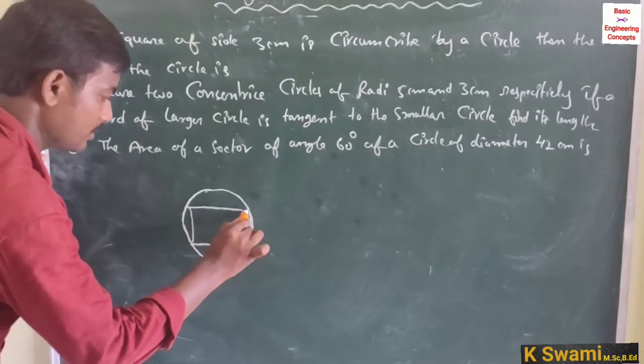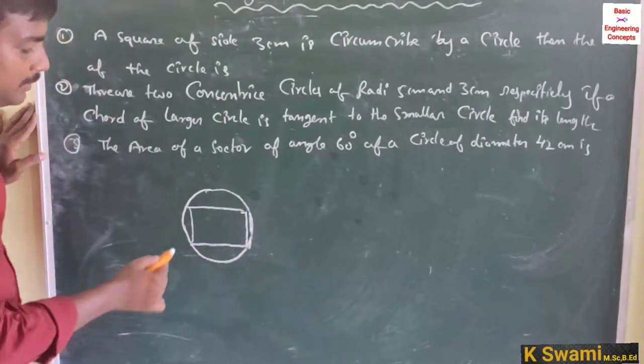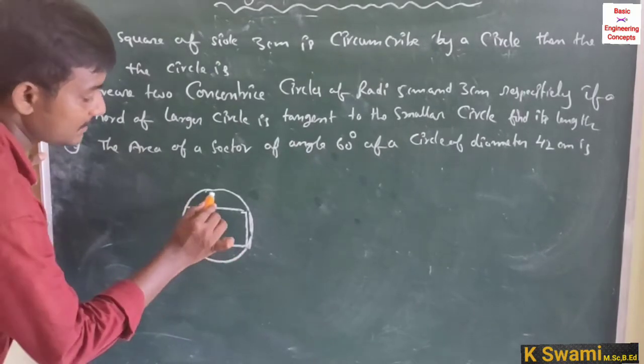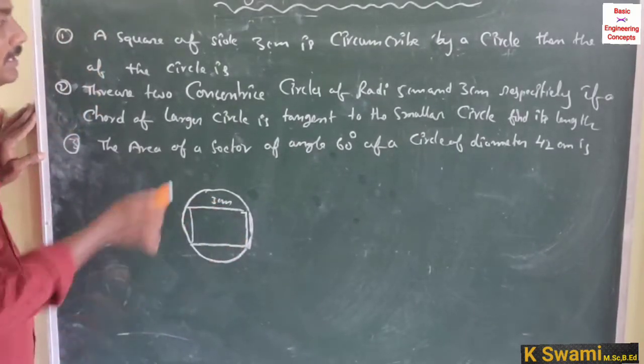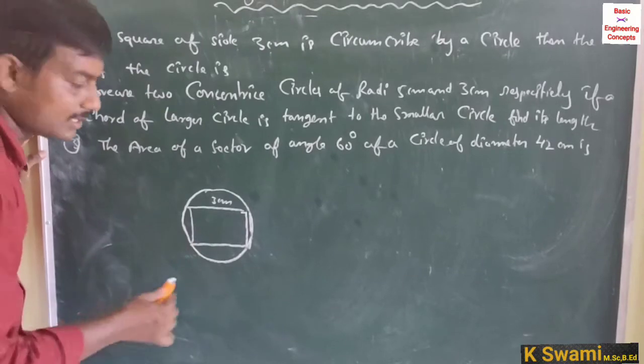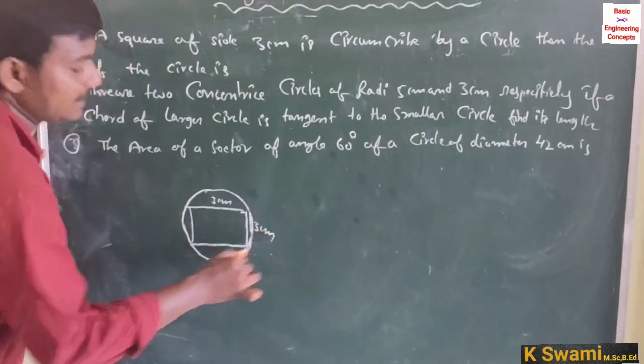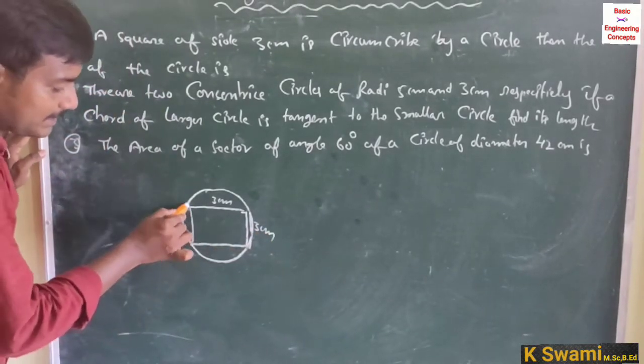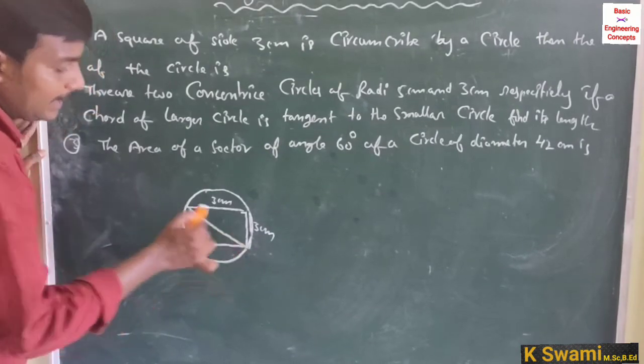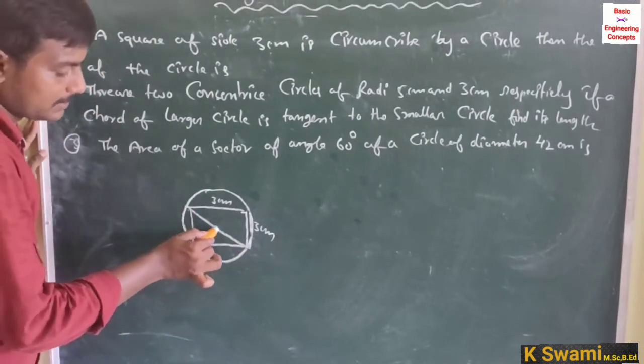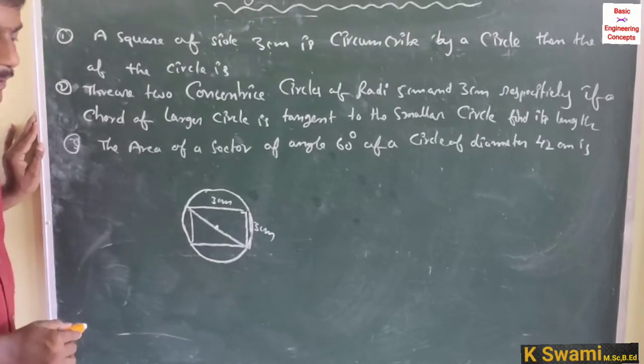This is the square of the circumscribed triangle. The length of the side is equal to 3 centimeters. It is a square, so all sides are equal. This is also 3 centimeters. This is the diameter of the circle.